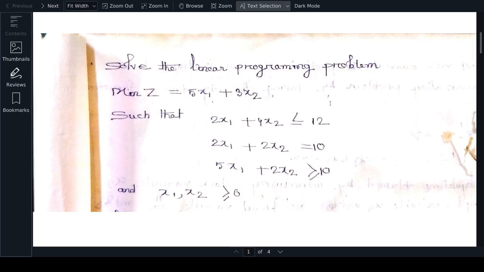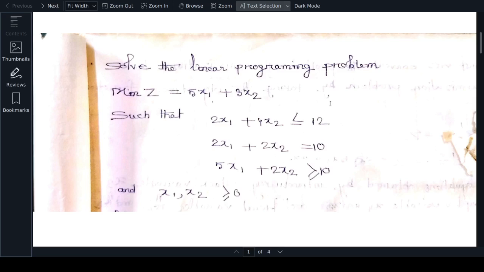first you see our problem is a minimization problem. Okay, minimization problem. So first we convert it into the maximization. Okay, and next you see our all the three constraints. So the first constraint symbol is less than or equal to. Okay, and the second constraint is equal to, and the third constraint is greater than or equal to.